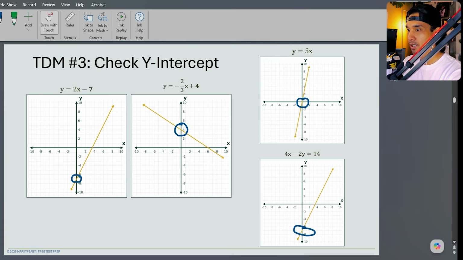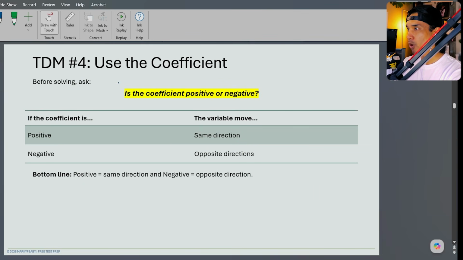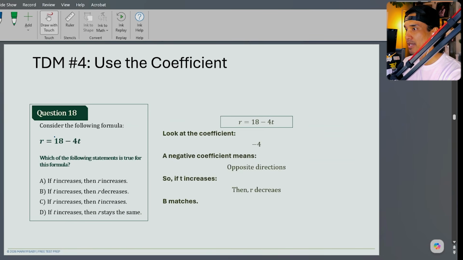Okay, you now know how to identify a linear graph using the slope and the y-intercept. Number 4, use the coefficient. Before solving, ask, is the coefficient positive or negative? This is when dealing with problems like this.